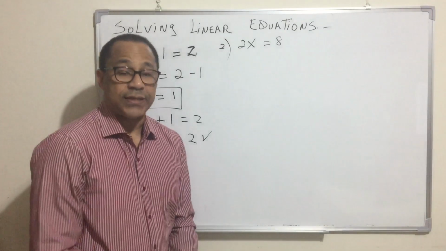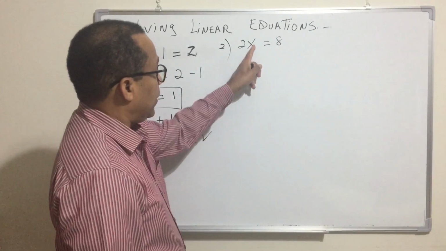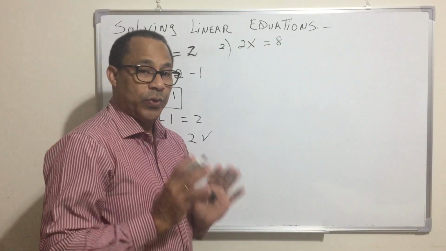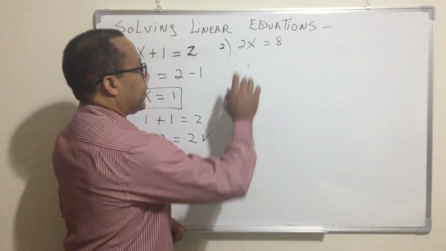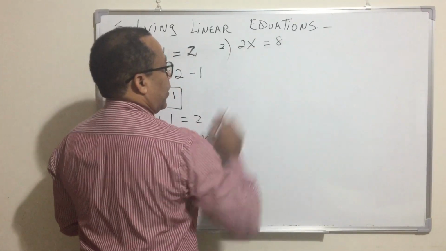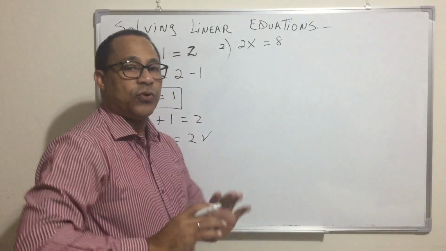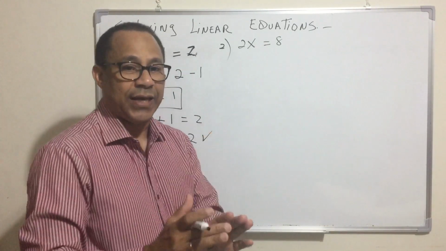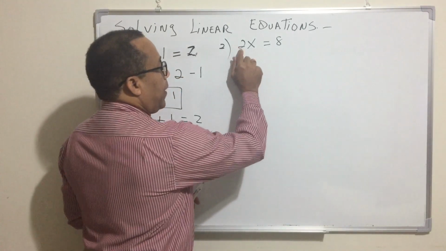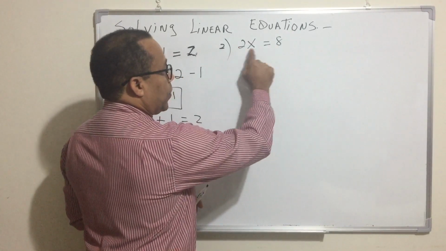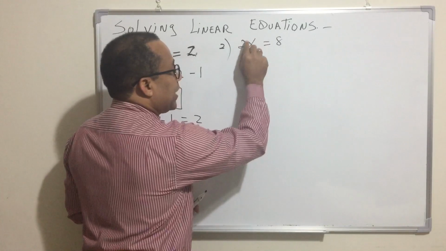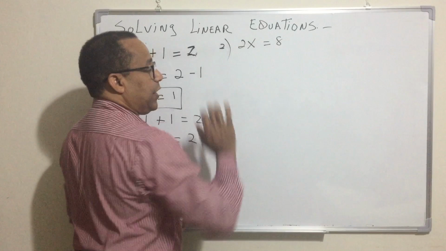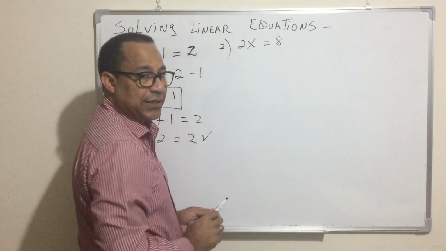Equation number 2. Yes, it's an equation. It has a variable, the exponent is 1, and it has an equal sign. So we are facing an equation. 2x equals 8. What is the meaning of 2x? Like we have said before, 2x means 2 times x. Remember, when you have a number coefficient with a letter and there's no sign between them, it means multiplication. So this 2 is multiplying the x.